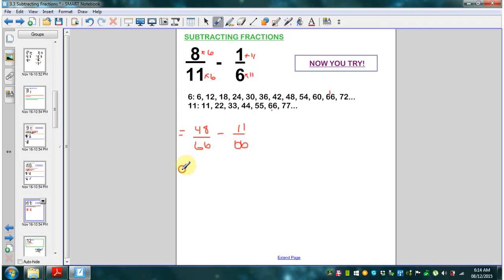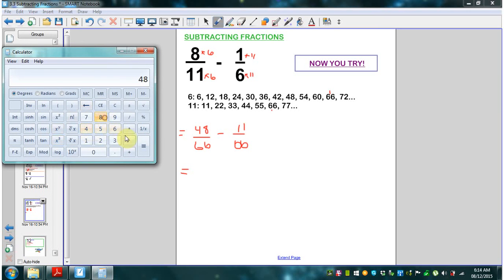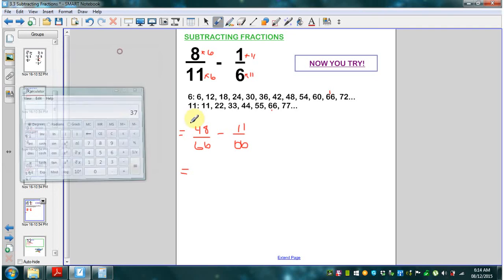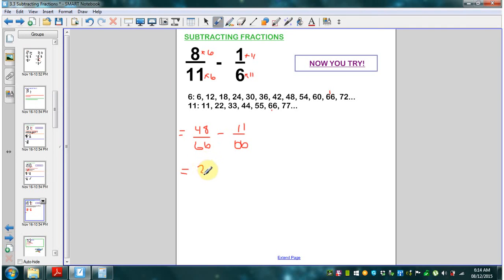We're good to subtract. So 48 minus 11. Don't be afraid to use your calculator if you need to. 48 subtract 11. 37. And we keep our denominator, 66.